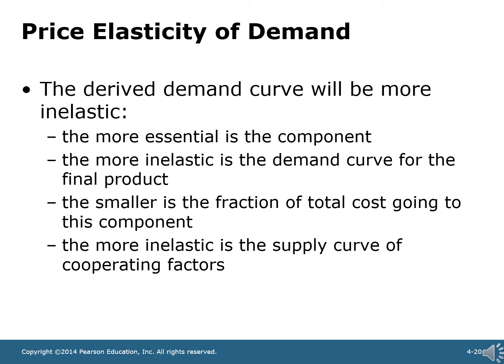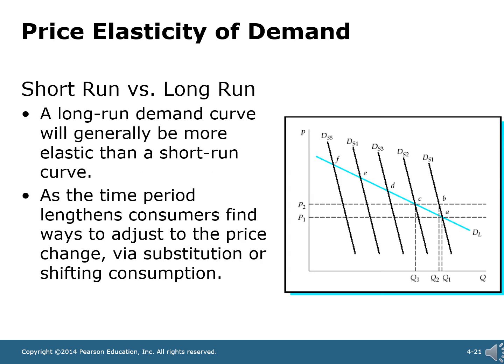So the smaller the fraction of the total cost going to this component, the more inelastic demand is going to be. Because the amount of money going to the electricians versus the entire cost of production of a house is going to be small, again, demand for electricians is going to be inelastic.